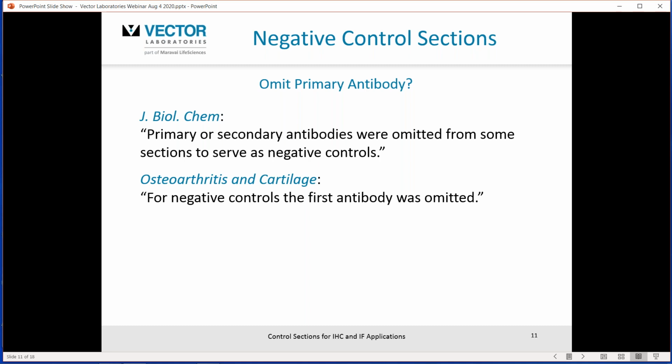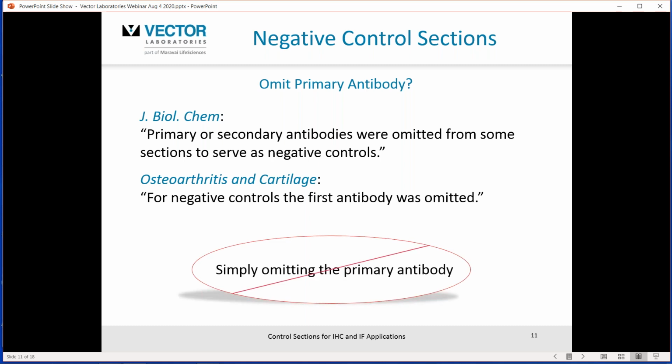But this negative control that they've openly said all they're doing is omitting the primary or secondary antibodies isn't adequate in the sense of addressing whether or not the primary antibody may be inadvertently binding to some tissue components, Fc receptors, whatever it might be, or some other residues that may be in there and generating false positive data. This is an opportunity, and this is one of the reasons at least why I put this webinar together. I think there's an opportunity to do some better science here.